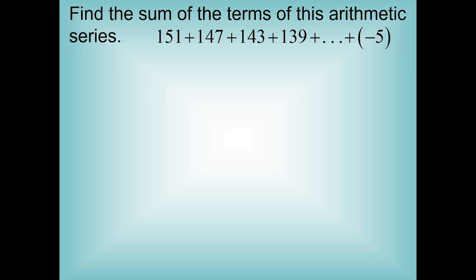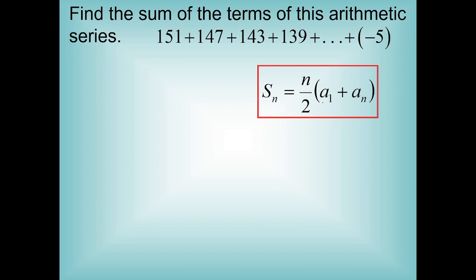Now look at this one. Find the sum of the terms of this arithmetic series. 151 plus 147 plus 143 plus 139 plus so on and so forth until plus negative 5. Let's identify first what is given. Let me show you the formula first. Is the first term given? What is the first term? 151. So I don't have any problems on that.